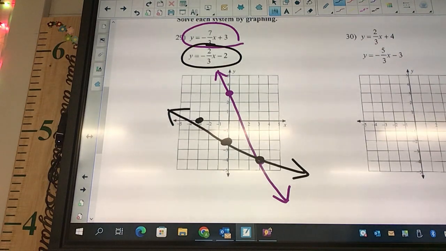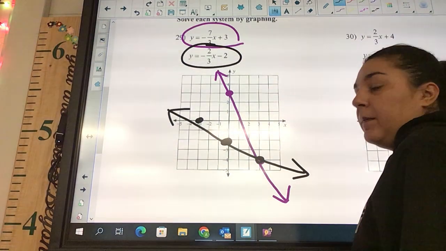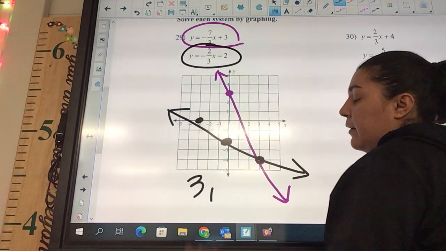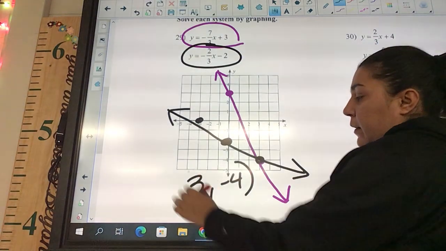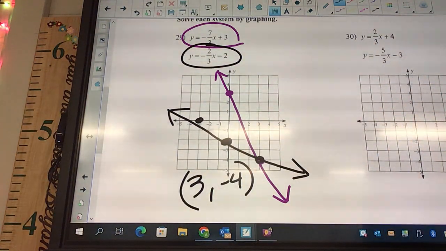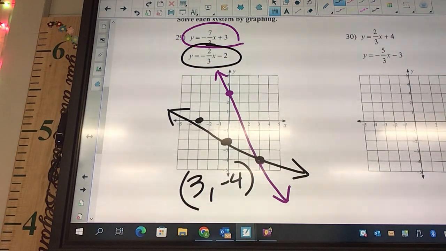pick the right one. And we want the intersection point to be what? 3, comma, -4. Okay, so that's the one that is the intersection point. That is our right answer. That's the graph that you would pick, the one that looks like that.